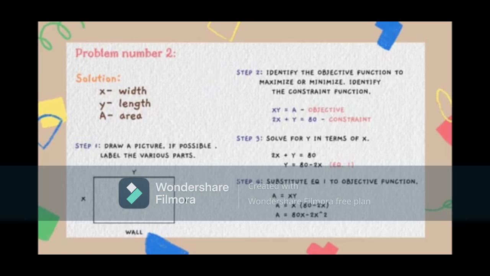Next, let's solve for y in terms of x. Same way as the first problem. Isolate y to the left side of the equation, and we get a result of y is equal to 80 minus 2x, which is our equation 1. Then substitute equation 1 to the objective function, which is A is equal to x times y. Simplifying, it will now be A is equal to 80x minus 2x squared.